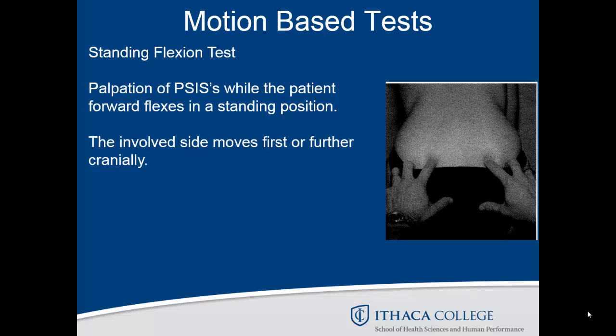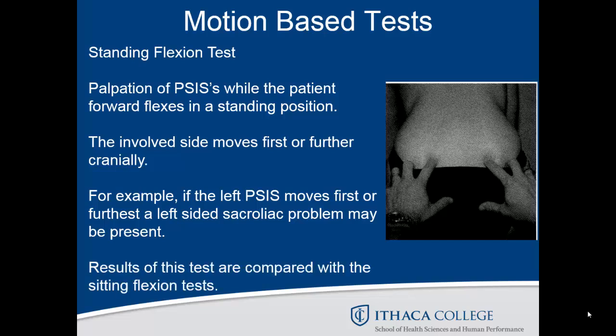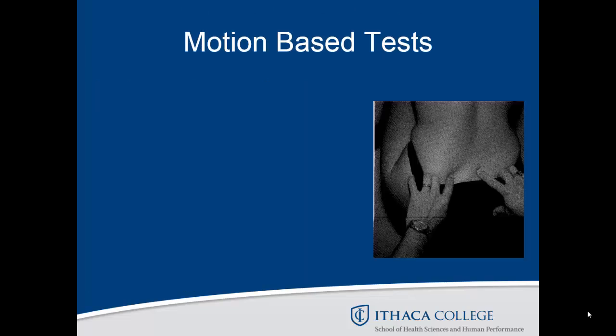The side that moves first or farthest cranially is the involved side, and so this process is the same as described in the sitting flexion test. The difference now is that we are involving the hamstrings. You should find the same thing both sitting and standing if it's an SI joint problem. Again, the reminder is difficulty in palpating that same landmark, and then the challenge of identifying a difference in motion when the maximum is 3 to 5 millimeters. Okay, and so we compare those results.